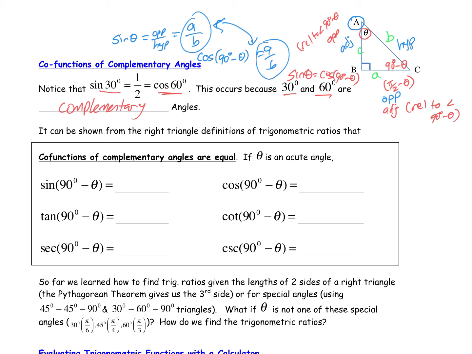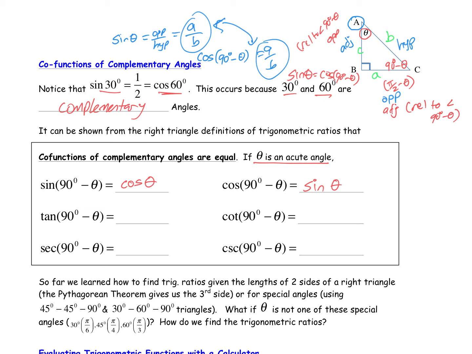So we can actually get a set of identities, equations that are true for every angle. So if theta is an acute angle, we can say, based on this derivation, that sine of 90 degrees minus theta is going to be the cosine of the complementary angle to 90 degrees minus theta, which is theta. Likewise, we can say that cosine of 90 degrees minus theta is equal to the sine of the complementary angle. So that's sine of theta.